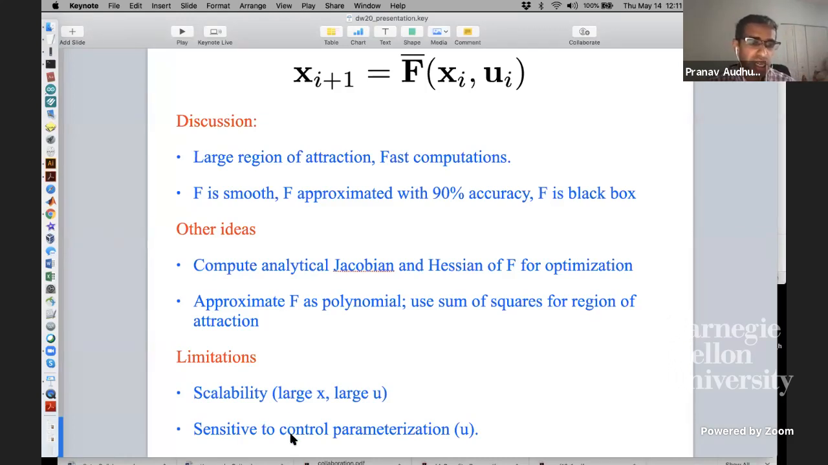And then finally, this method is essentially sensitive to the control parameterization. So if you have a control parameterization which leads to quick divergence or leads to many failed states, then this is going to be doomed. So you need to be thoughtful about what parameterization you use. In this case, I used a parameterization which is the foot placement angle, and that worked well.